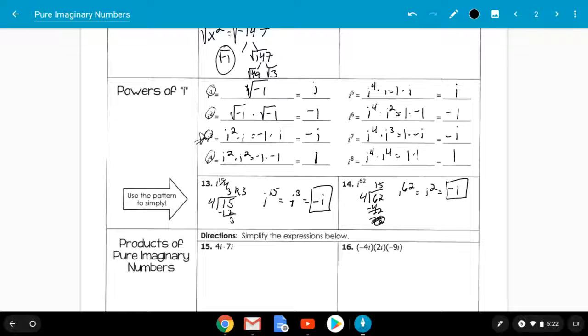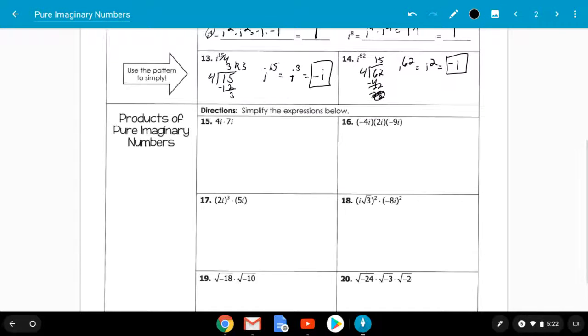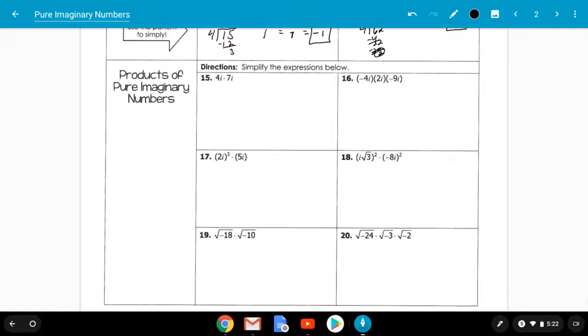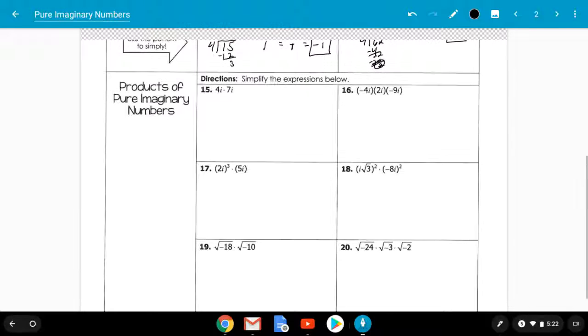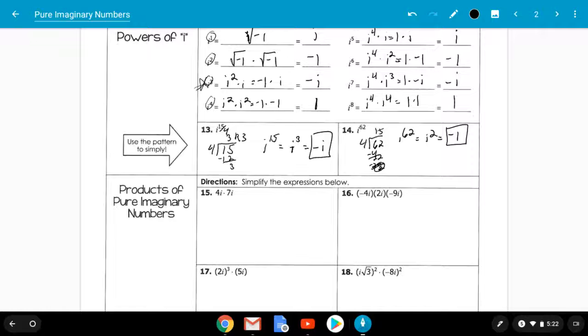Right. So let's look at some products of pure imaginary numbers here. You're going to treat them like you would with a variable. You're just going to multiply it out and then simplify the powers of i here. Because as you can see, when I simplify i, there's never any power. It's just i, negative 1, negative i, or 1.